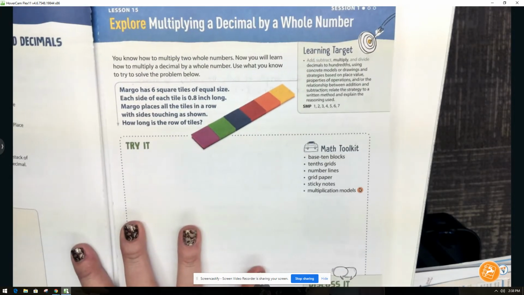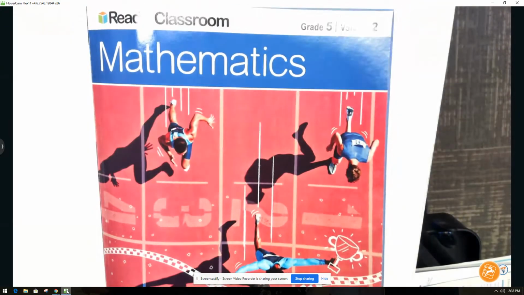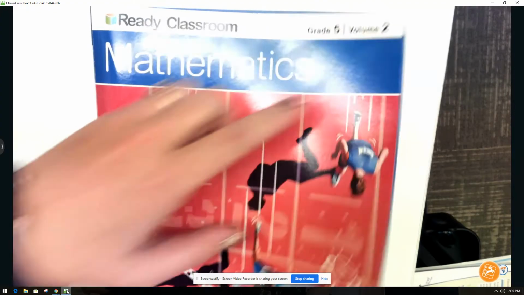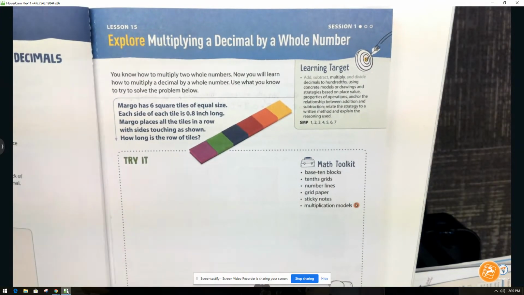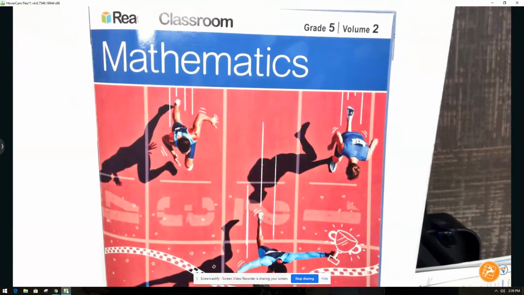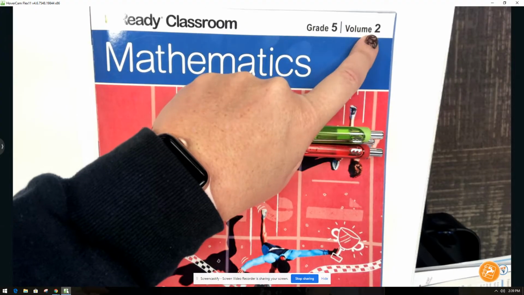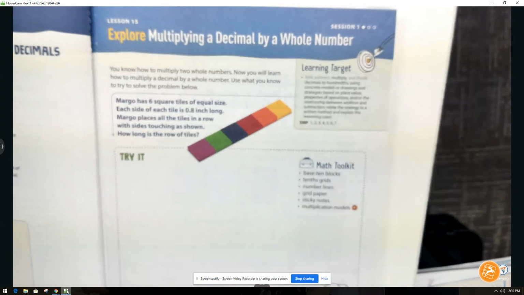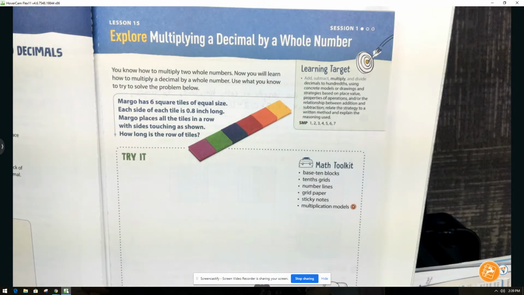So we are here, and I forgot to mention, we are in volume 2, and we are in the first lesson of volume 2. So we have also switched our math books from volume 1 to volume 2. So volume 2 covers all of units 3, 4, and 5, and volume 1 covered just units 1 and 2.